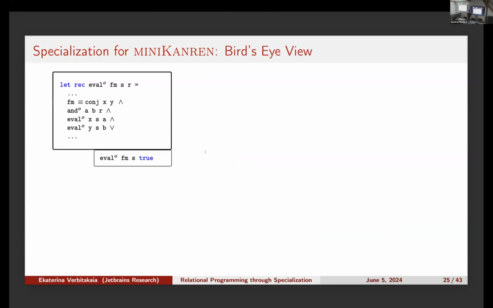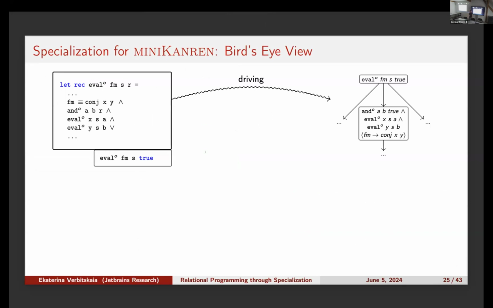Let's see how it works from a bird's eye view. It's usually done in three steps. The first one is called driving. This is a symbolic evaluation of a program. We just try to replace all of the calls with their bodies. We can consider different disjunctions here separately. We can consider each of the calls separately and get what is called a tree, which is then used to create a new program.